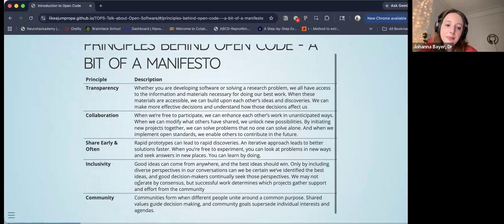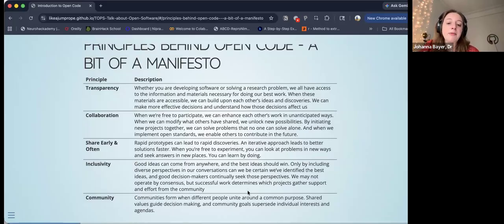So that's transparency. Collaboration: when we're free to participate, we enhance each other's work in unanticipated ways. When we can modify what others have shared, we unlock new possibilities. By initiating new projects together, we can solve problems that no one can solve alone. And when we implement open standards, we enable others to contribute in the future. Share early and often: rapid prototypes can lead to rapid discoveries. An iterative approach leads to better solutions faster. When you're free to experiment, you can look at problems in new ways and seek answers in new places. You can learn by doing.